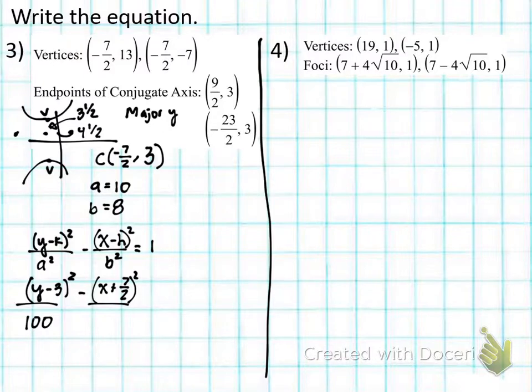100, right? Then we have 8 squared. What's 8 squared equal to? 64. 64, that's right.